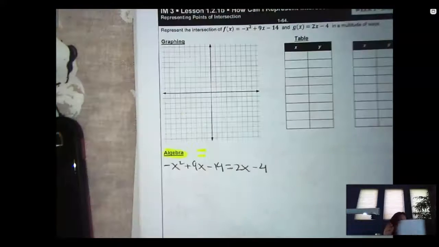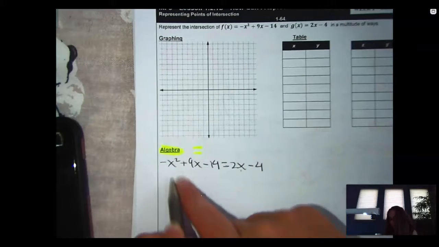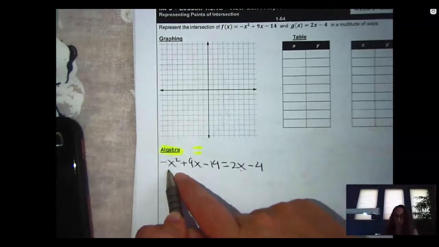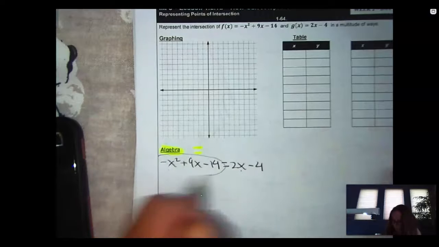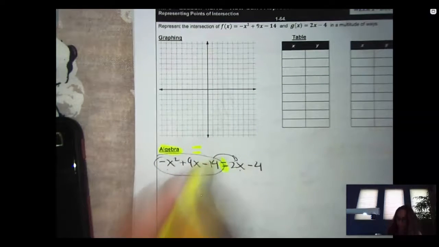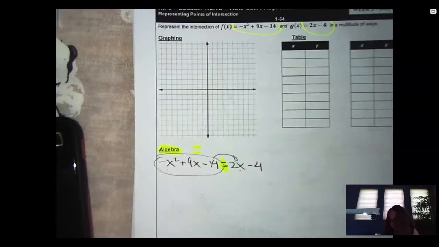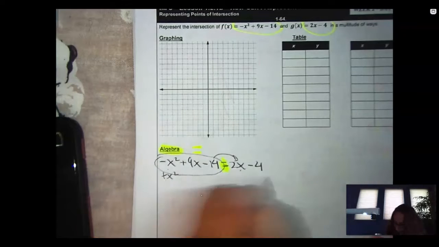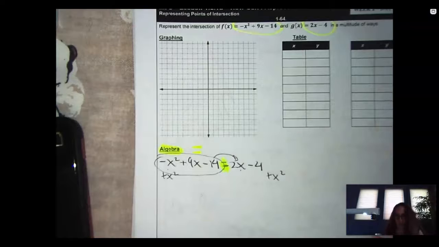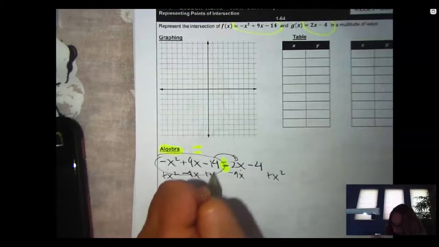So I want to play that same game here. If I moved this stuff over here, my x squared would stay negative. So I'm actually going to take all of this and move it over there. And let me show that in algebra we set things equal to each other. Okay? So now that means I'm going to go plus x squared, which this doesn't look like anything, so I put it over there, minus 9x, and plus 14.